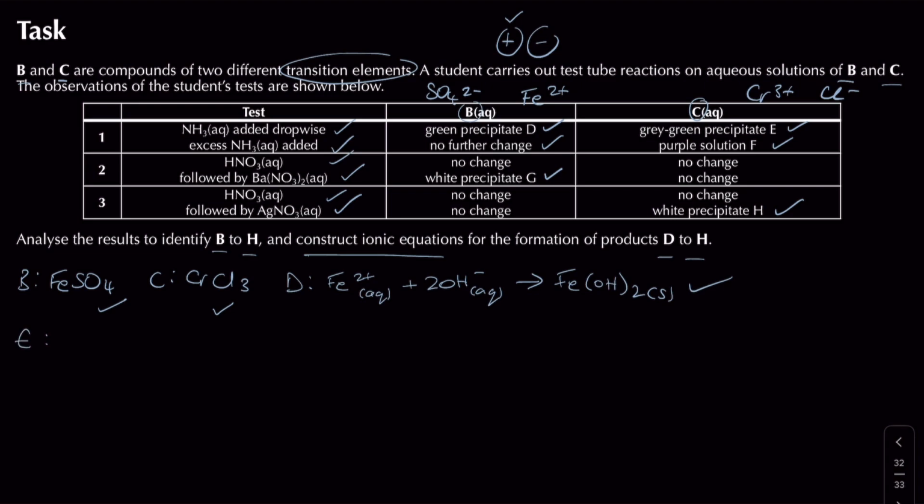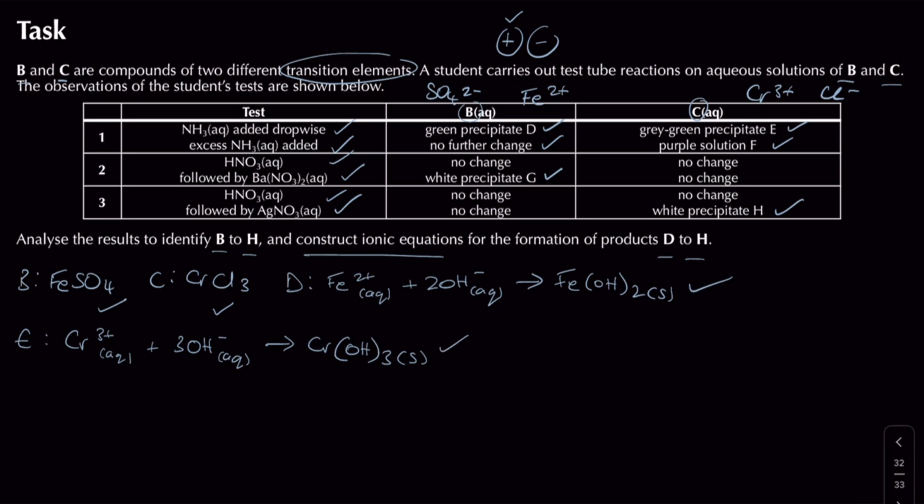If I look at E, how is that going to be formed? Again, we end up with a precipitation reaction where we have chromium 3+. Look at the charge, it's 3+. It's going to be aqueous. It will react with 3 lots of hydroxide ions because it has a charge of 3+. So we end up producing chromium, and then 3 lots of hydroxide, and it's going to be a solid. So there's our next equation done there.